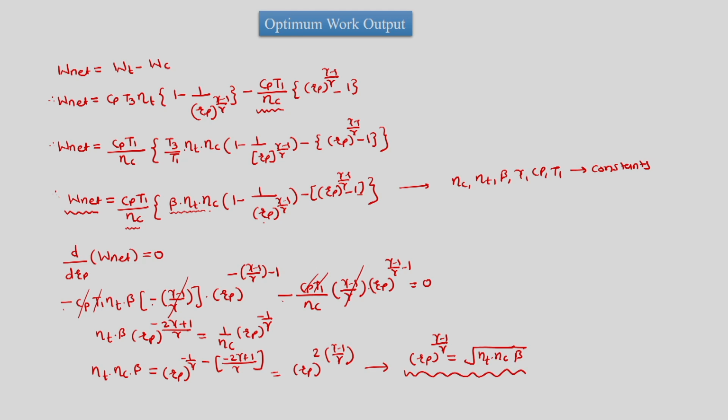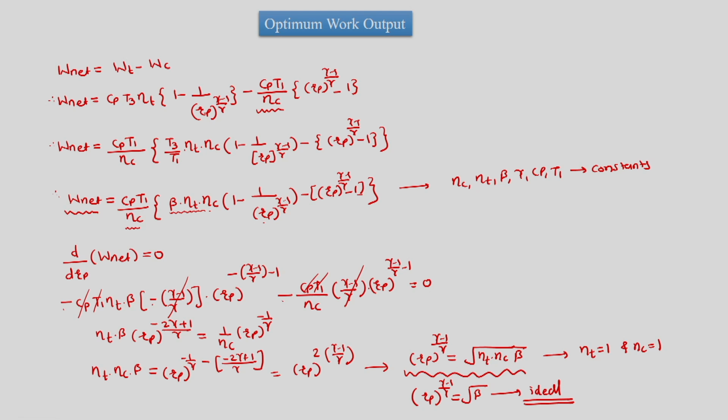Here we had already derived this formula for a particular case. If we put eta t is equal to 1 and eta c is equal to 1, we see that we had derived this formula where we got Rp raised to gamma minus 1 upon gamma is equal to square root of beta, which is the condition for ideal gas turbine power plant. So this has been found out by us.